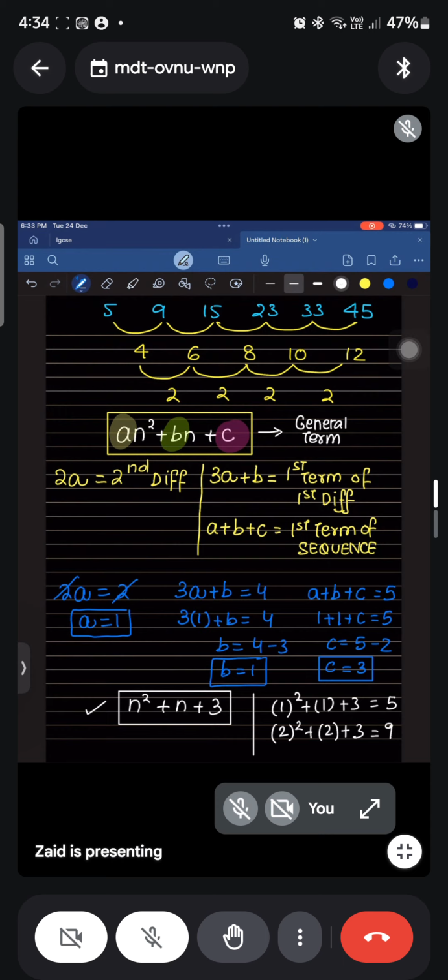Copy down everything. And if it's not clear to anyone, just let me know. Sir, it's not clear to me. What, the last thing or the whole thing? No, sir, the last thing.